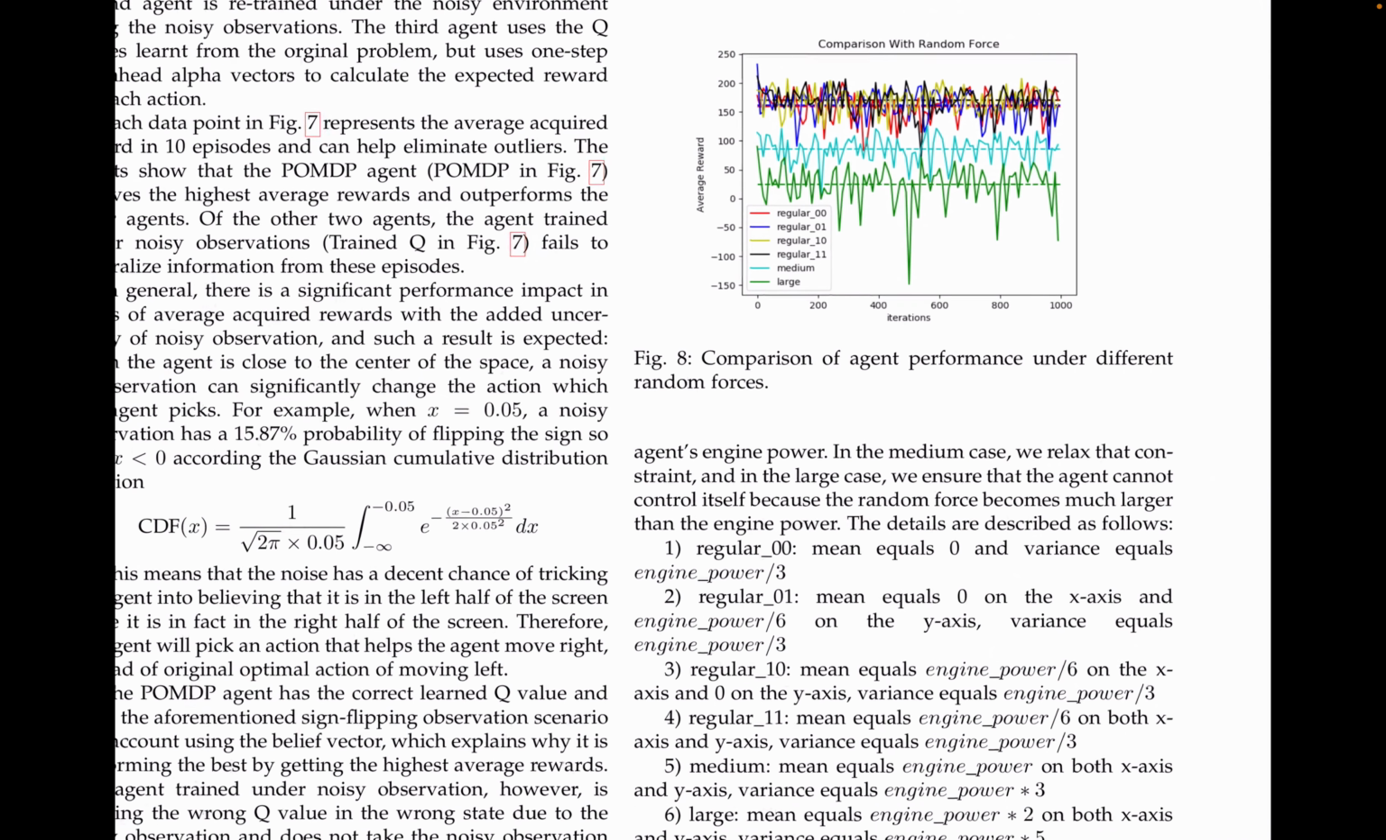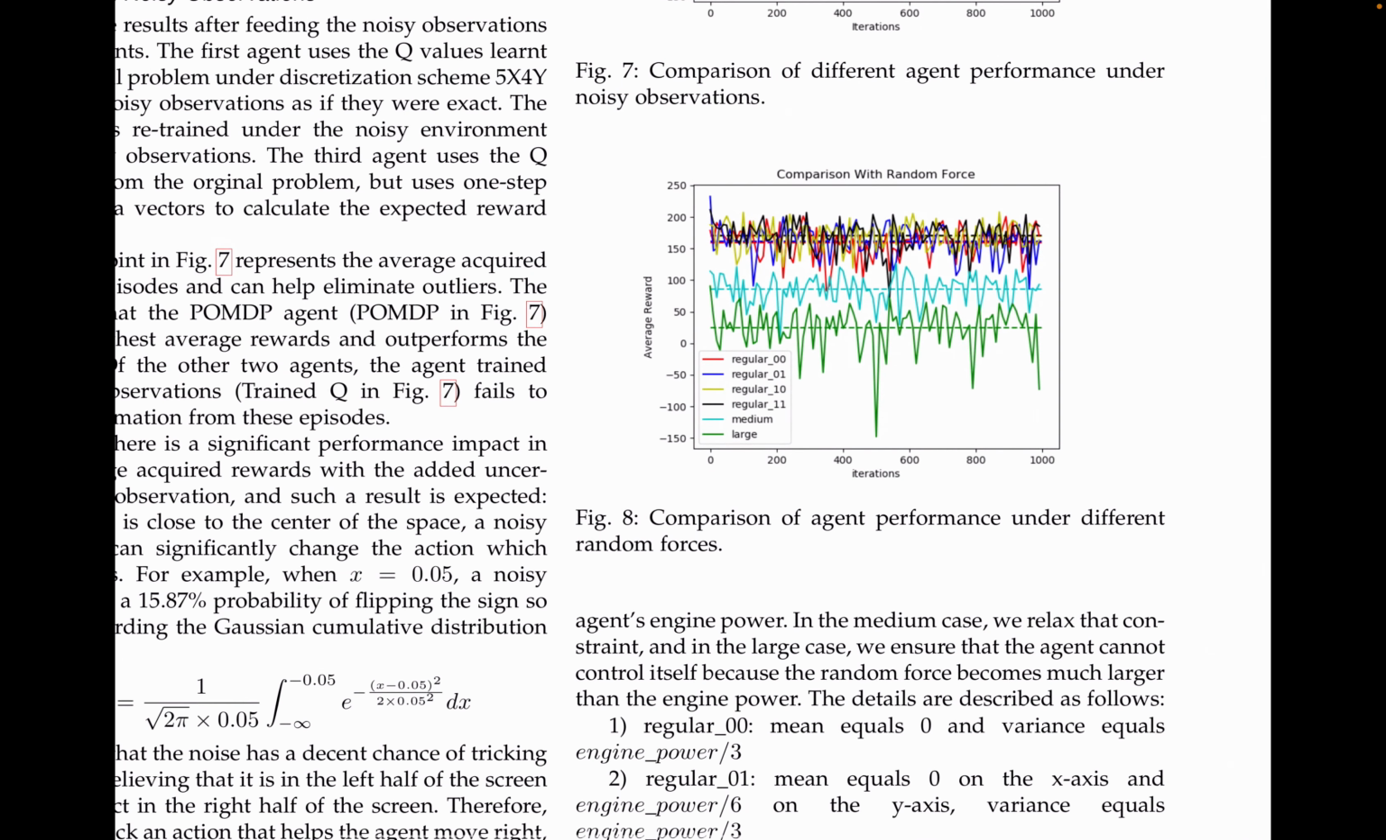If you see figure 8 in this case, in the large random force, the dark green one does not go beyond 100 even, right? It's performing really badly on iterations, even 1000 iterations. For the medium one, it is doing pretty okay-ish work, but the regular one did a pretty good job, right? So it shows how the agent is trained or has explored itself against random forces.